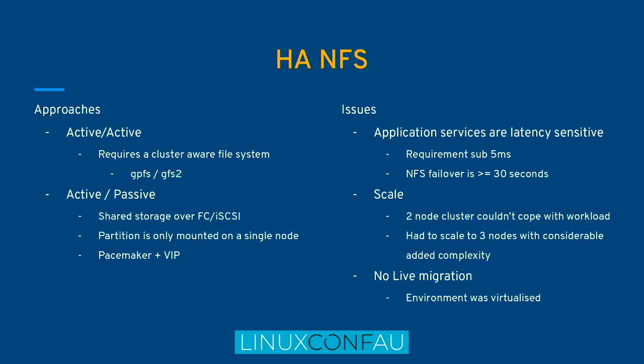So here we are. We've got an application service that's really latency sensitive. It has a sub-5 millisecond latency requirement. Due to network issues, we would regularly see that exceeded. Regardless of how well the HA NFS environment was working, we would exceed that 5 millisecond latency for a storage request, and the application service would fall over. So, fail. Also, if you're doing a managed NFS failover, because we're going to put node 1 into maintenance for patching, you have to allow 30 seconds for things to cleanly fail over. Fail.